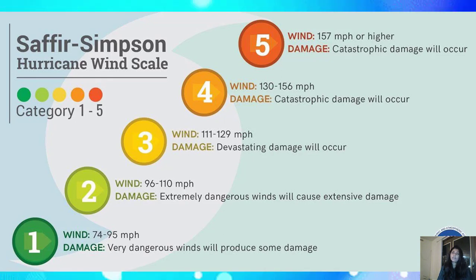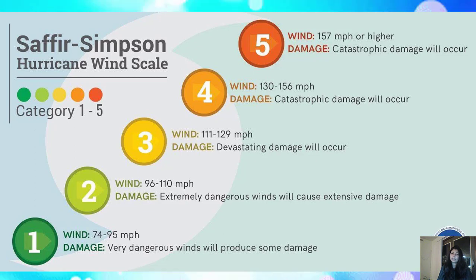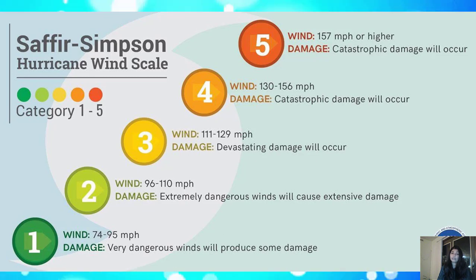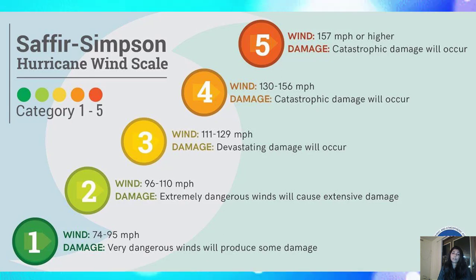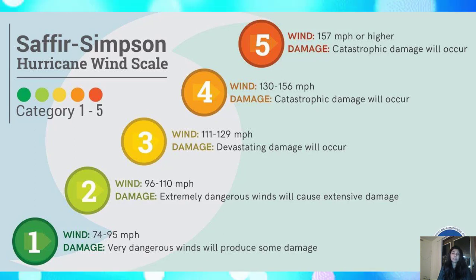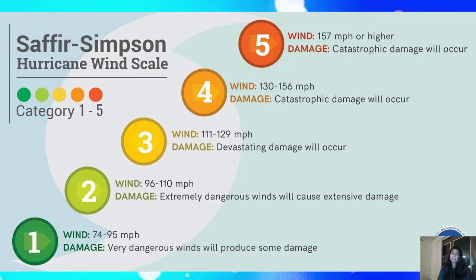Category 3 hurricanes have wind speeds between 111 to 129 miles per hour, and they will cause devastating damage. Category 4 and 5 hurricanes are considered catastrophic because of their higher wind speeds. Category 4 hurricanes have wind speeds between 130 to 156 miles per hour, and that of Category 5 hurricanes has wind speeds of 157 miles per hour or higher.